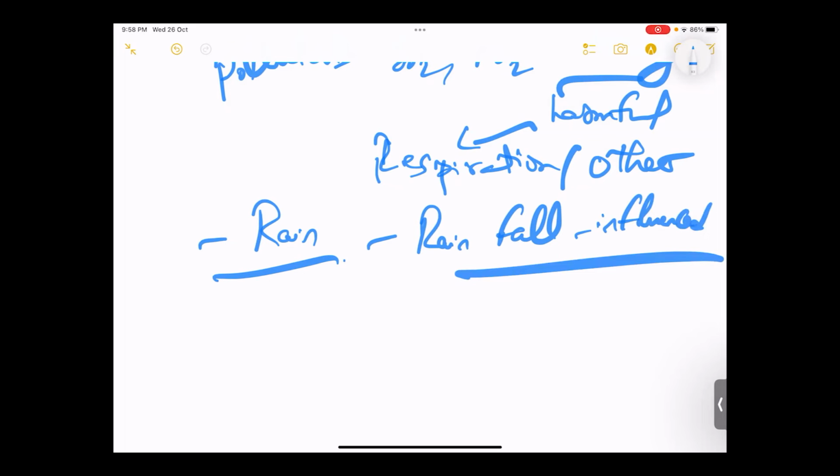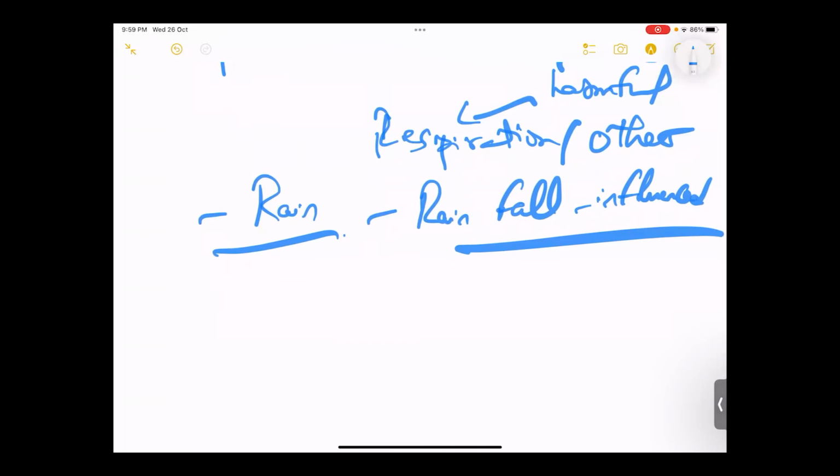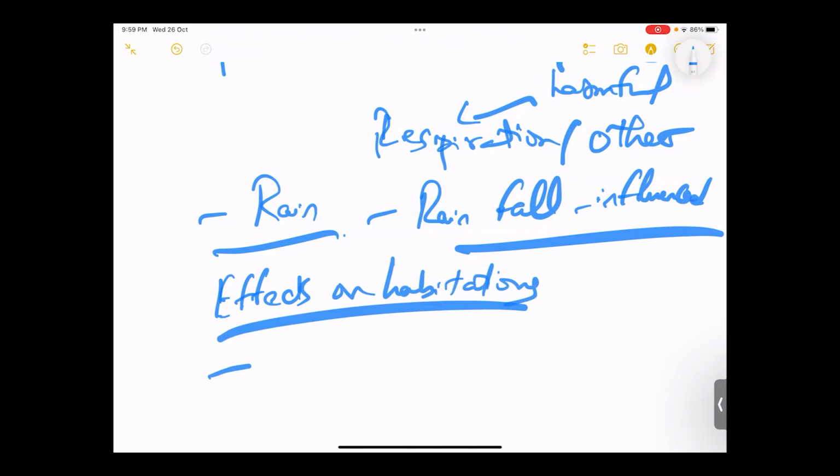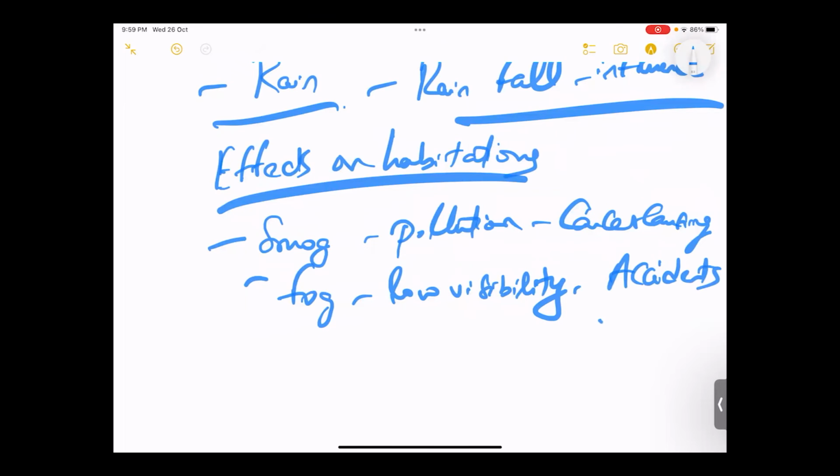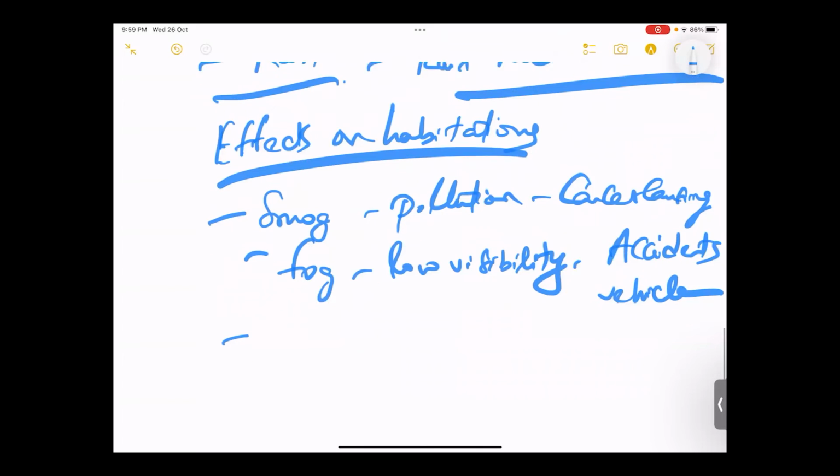That is another aspect. Now, the next part of the question is, what are the effects on habitations? So basically, the side effects are smog, pollution, cancer causing, and issues with fog, low visibility, causing accidents between vehicles in the morning. We have seen that in areas like Noida or Gurugram also.